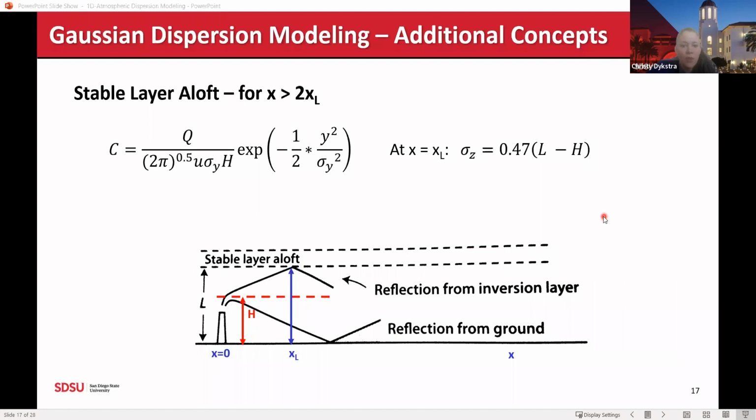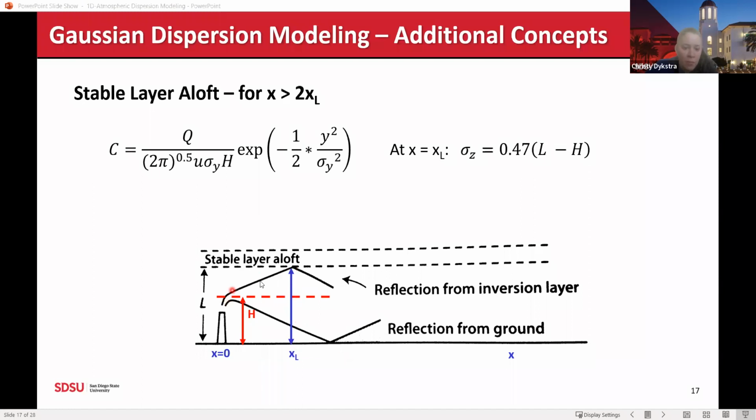All right, so this is one way to treat the stable layer that's aloft without having to do as much of the addition that you saw before. So this is an equation that they came up with. This is only for if you have an X value that's greater than 2XL. What does that mean? Okay, so here is your X equals 0 right at your stack, right? Then this is the center line of our plume. This is our effective stack height.